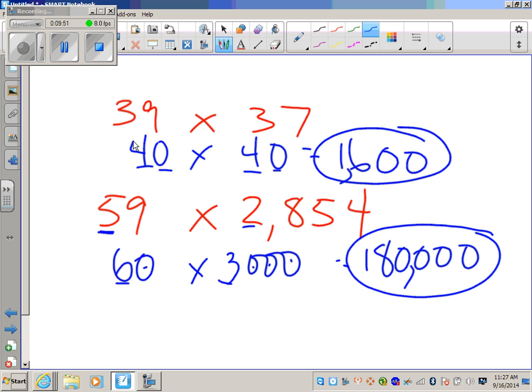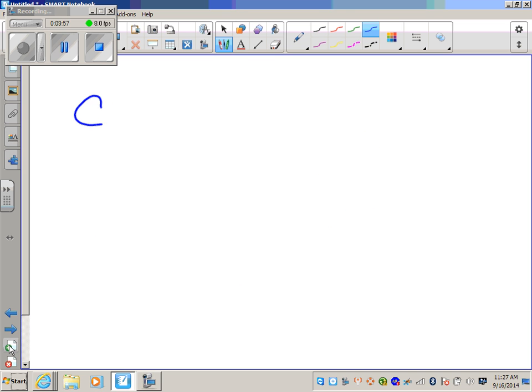Compatible numbers. Compatible numbers is the next method.